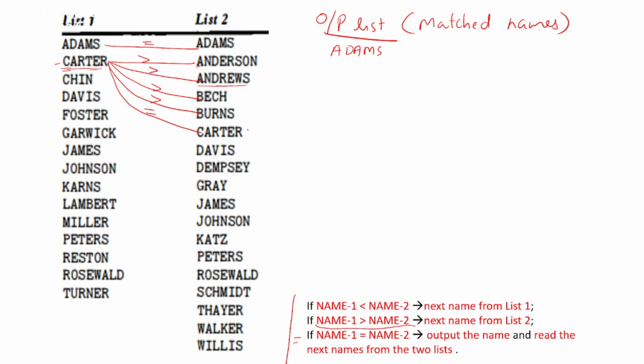Now what I need to do, I need to put it in the output list when I get a match, right? So here, in the first step itself, we got the match, we had kept it in the output list. Now Carter got the match, we kept it in the output list. Now again we need to go to the next names in both the lists.